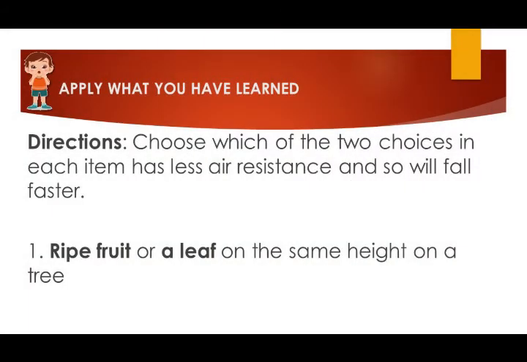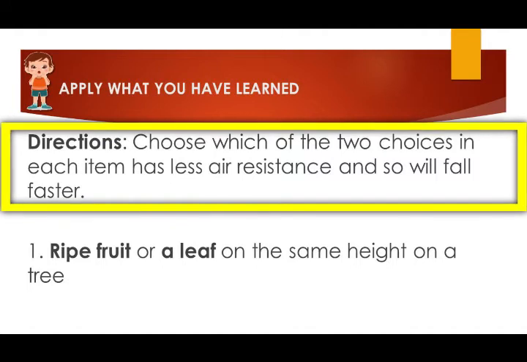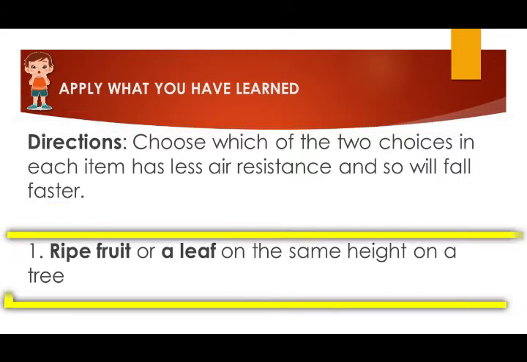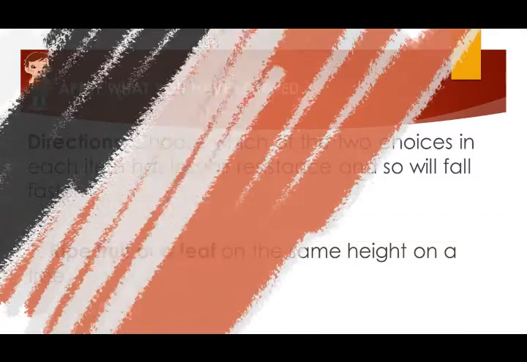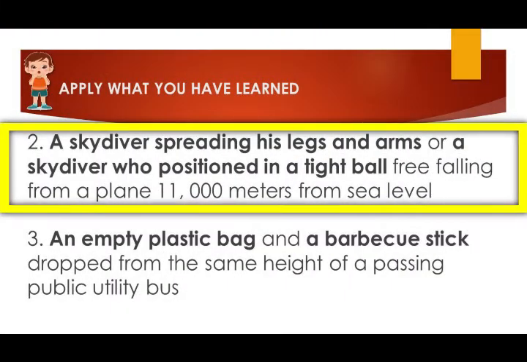To apply what you've learned so far, choose which of the two choices in each item has less air resistance and so will fall faster. Number 1. Ripe fruit or a leaf on the same height on a tree. Number 2. A skydiver spreading his legs and arms, or a skydiver who positioned in a tight ball free falling from a plane 11,000 meters from sea level.